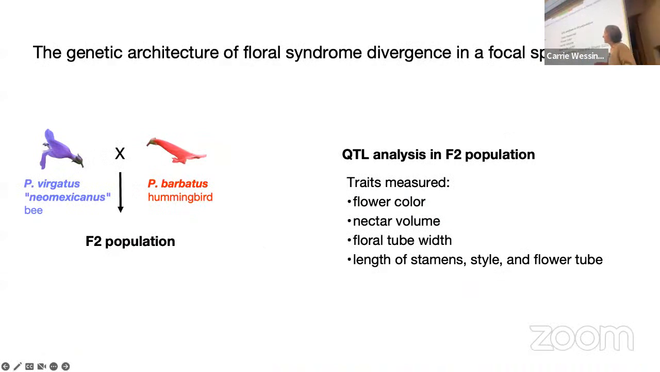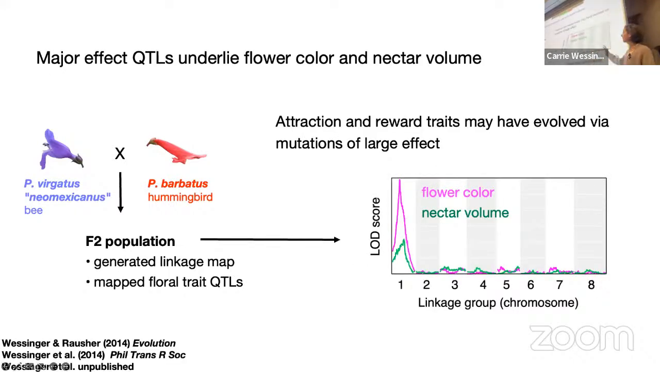We previously crossed these species to generate an F2 population for QTL mapping. So we measured floral traits associated with this pollination syndrome difference. And then we generated genetic data, again, using multiplex shotgun genotyping. This gave us a set of markers that we ordered into a linkage map and used for QTL mapping. And we found that flower color and nectar volume each involve a single locus of major effect, both of which are located on our linkage group 1, and the peak LOD positions are about 10 centimorgans apart.